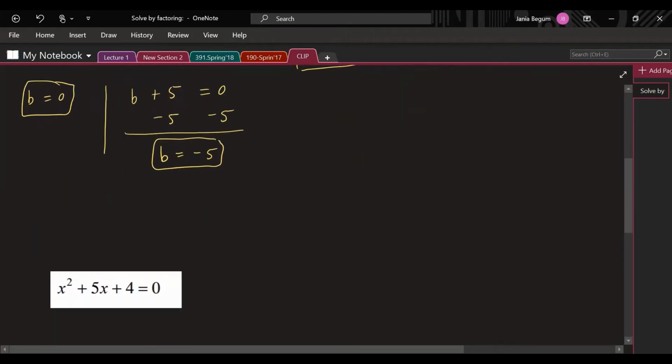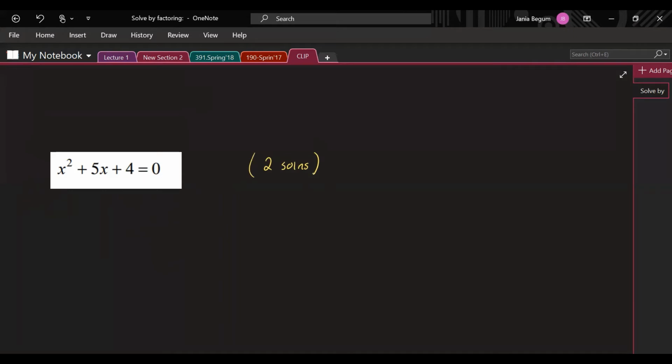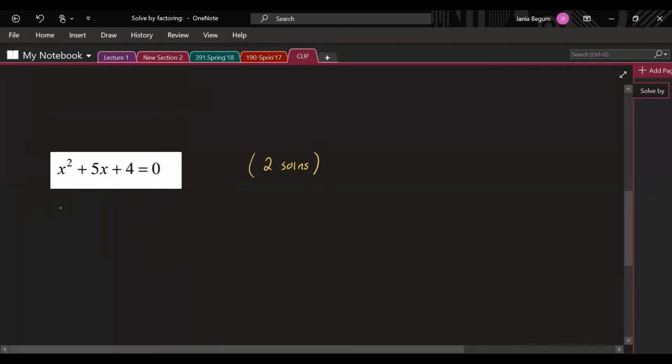Here's another example. So let's look at this one. So again, if you look at the degree of this equation, second degree, so we're expecting two solutions. So again, we're going to use factoring to solve for x. So you want to use the trinomials factoring method to factor this. So we're looking for two numbers to give us 4 when we multiply them. At the same time, they must add up to the b term, which happens to be 5.